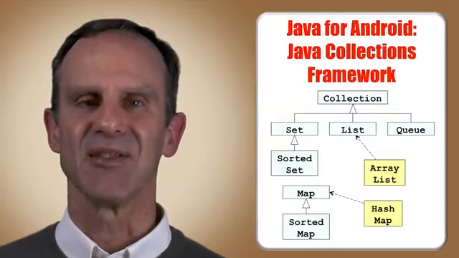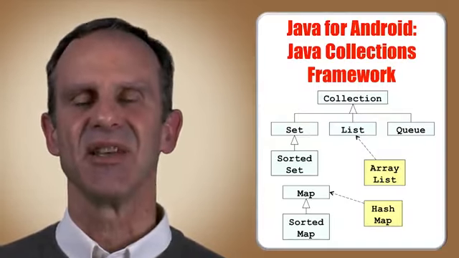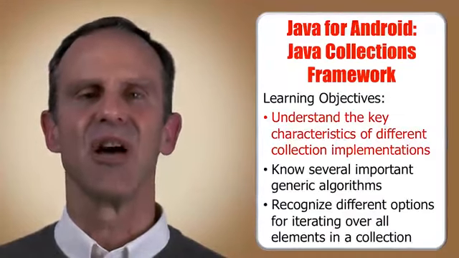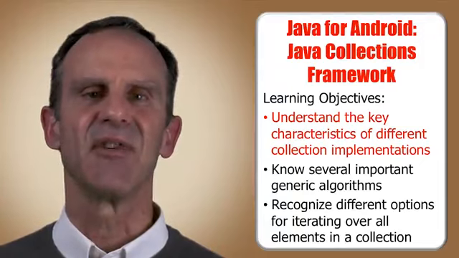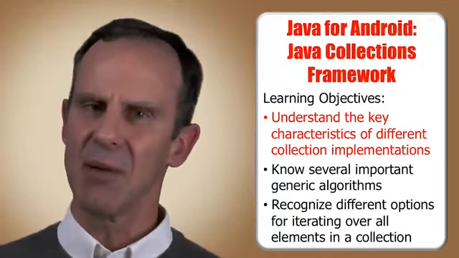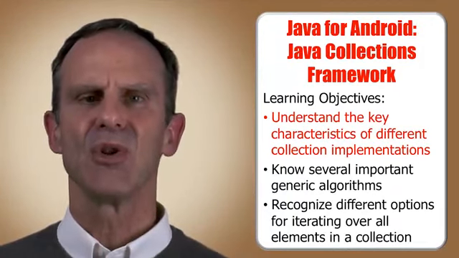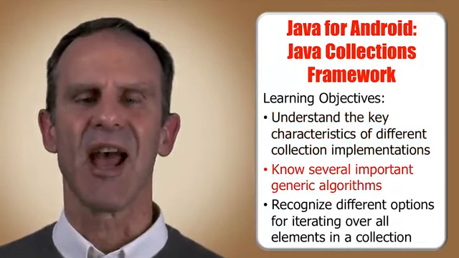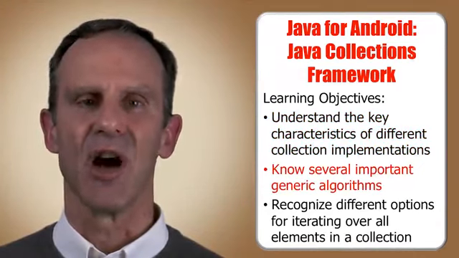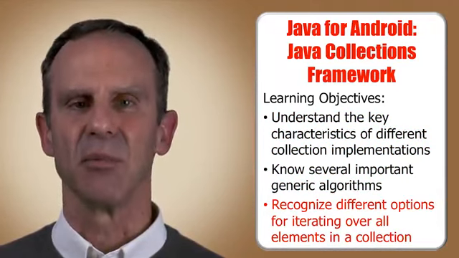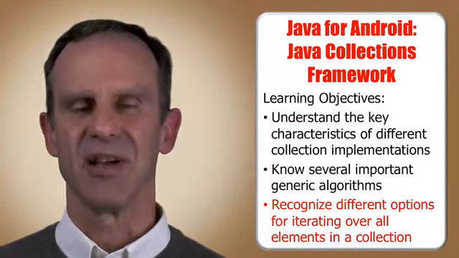This second part of the lesson on the Java Collections Framework introduced you to some concrete classes that implement key interfaces in the framework. Now that you've completed this part of the lesson, you should understand the characteristics of different collection implementations to enable you to choose the most appropriate class for a given problem. You should also know several important generic algorithms that work on the various Java collections. Finally, you should understand the different options available for iterating over all elements of a Java collection.